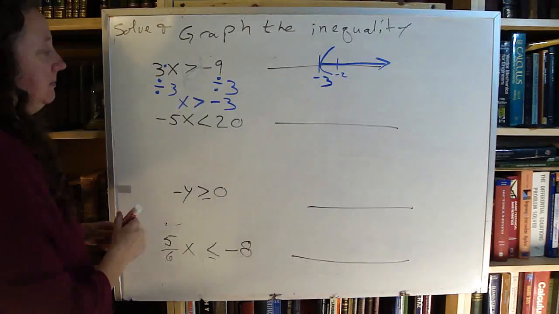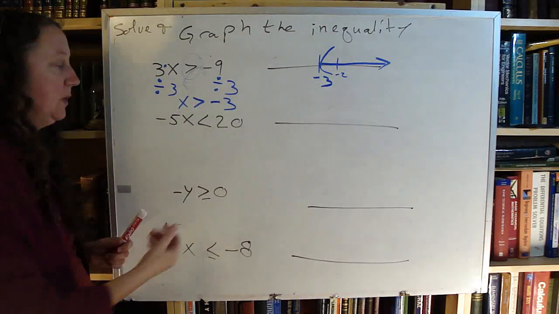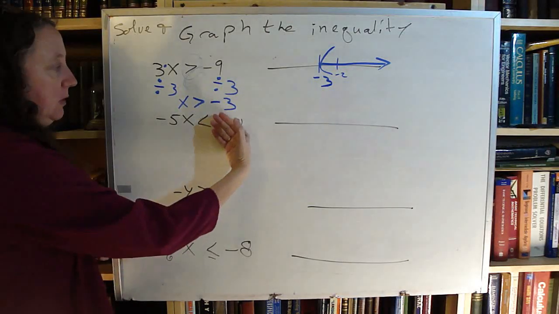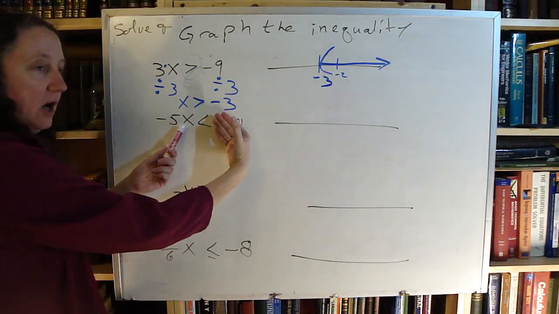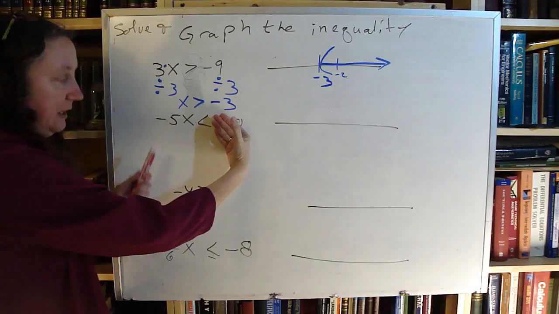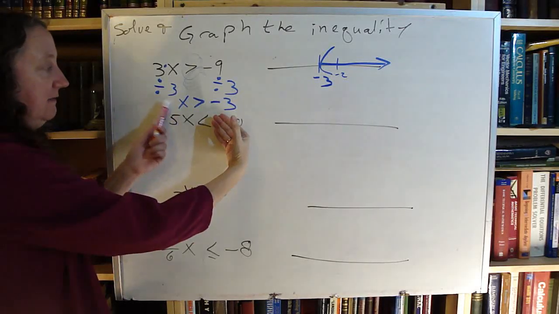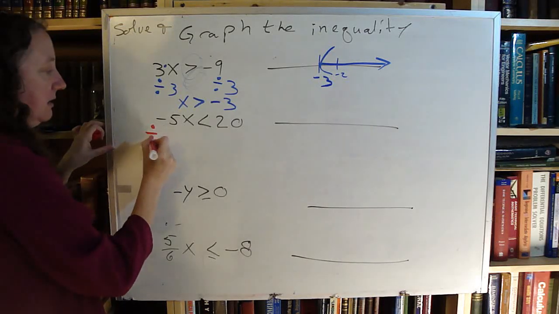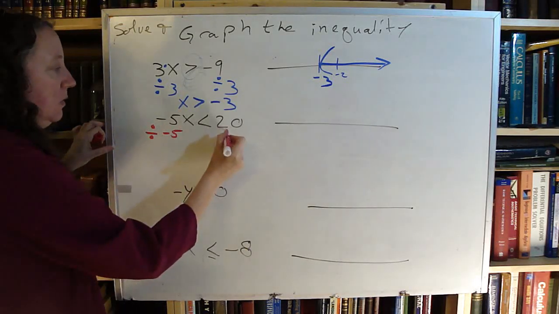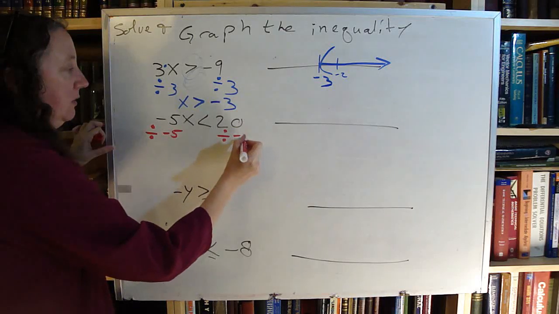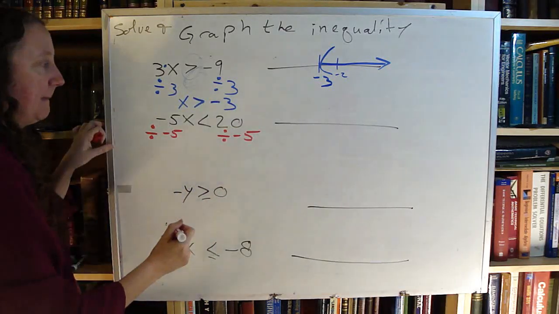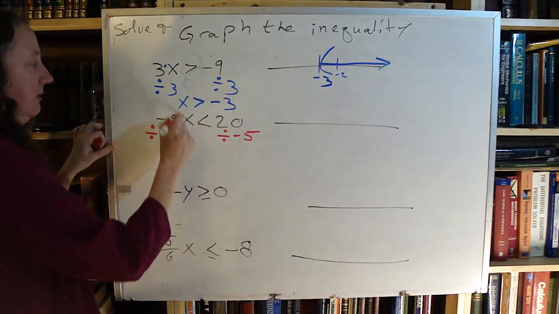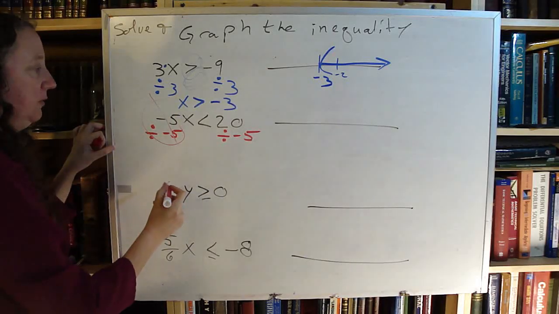The next problem. Similar situation. X shows up only once. It is not alone on its side of the inequality. I have to get rid of this negative 5. It's being multiplied, so I'm going to divide. What I do on one side, I do the same thing on the other. So now the negative 5 cancels itself.